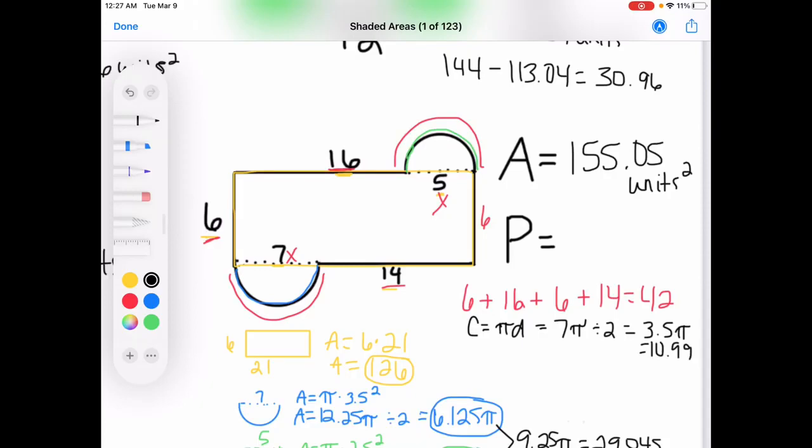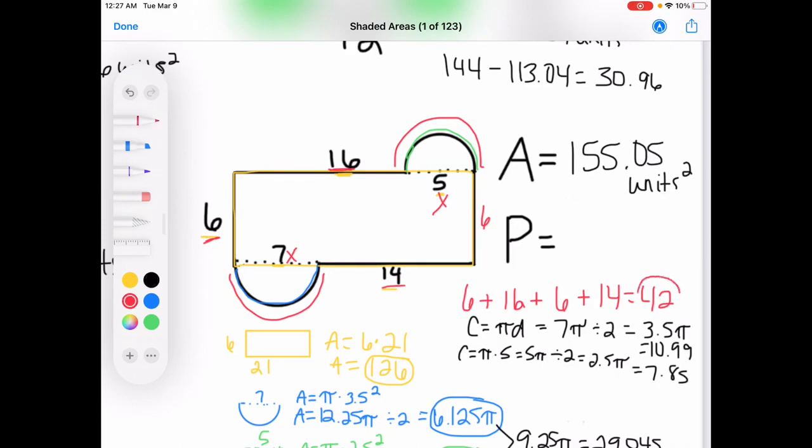And then I need to find the distance around the second one. So pi times diameter would be pi times 5, which is 5 times pi. And again, I need to divide by 2. So that's 2.5 times pi. And 2.5 times 3.14 is 7.85. So now I just need to add all my total perimeters.